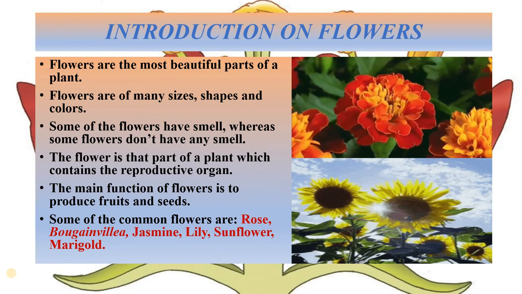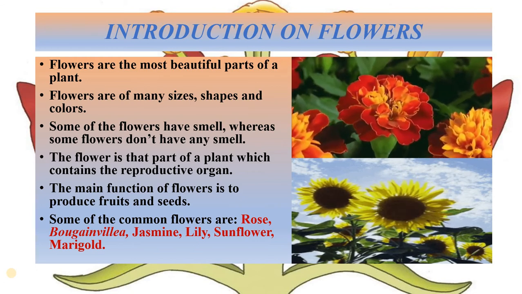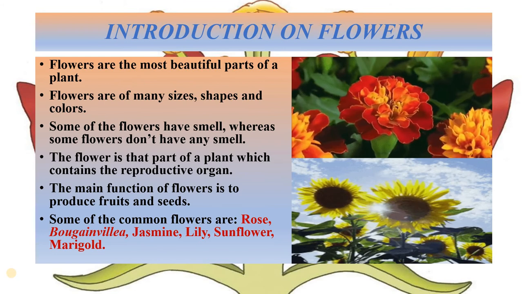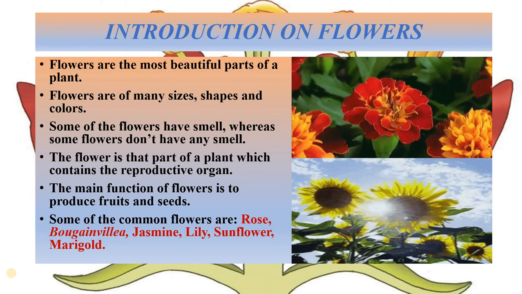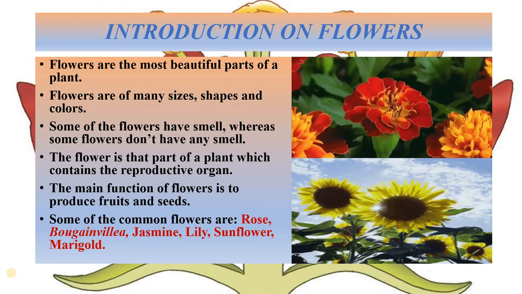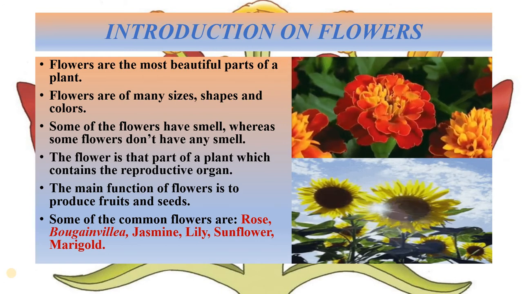Now the flower is that part of a plant which contains the reproductive organ. You all know that reproduction is also a vital process for living organisms, and plants also undergo the process of reproduction. So the flower is the basic reproductive organ of a plant. The main function of flowers is to produce fruits and seeds. And all flowers have the same basic parts. That means the parts which we will describe today, all flowers have.